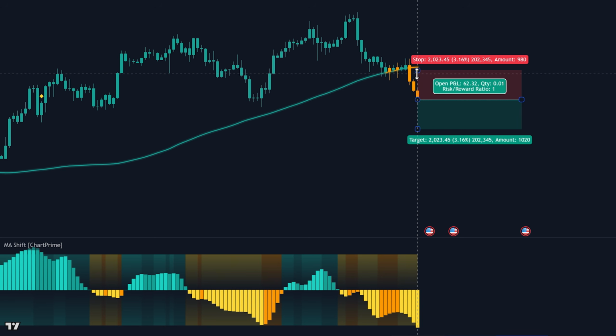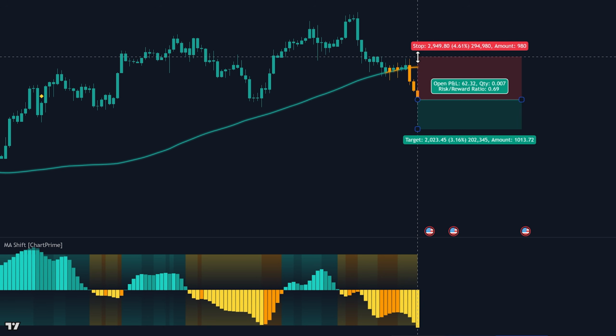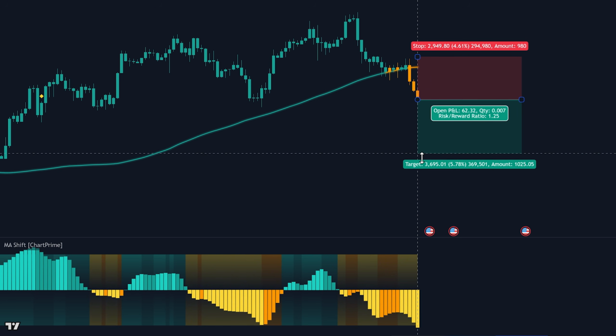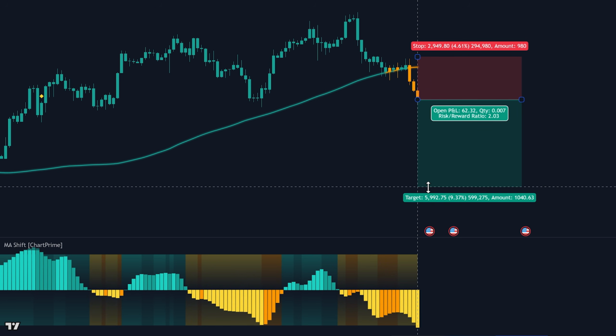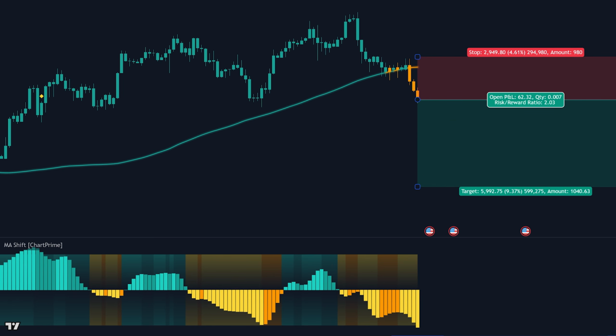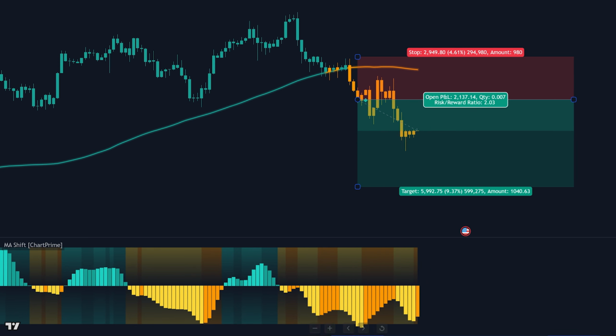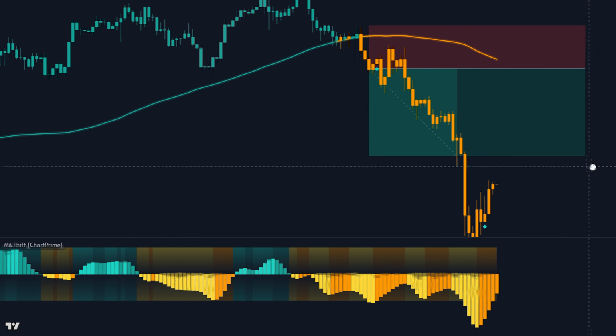We place our stop loss above the recent swing high to allow some breathing room. We aim for a risk-to-reward ratio of 1-to-2. Looking at the chart, you can see this trade ended up profitable as price continued moving lower.